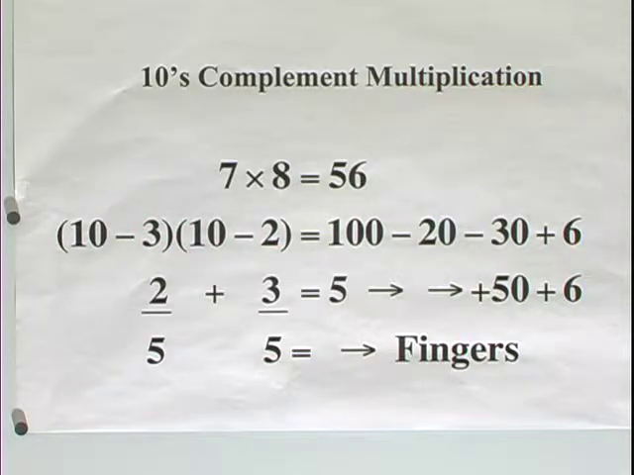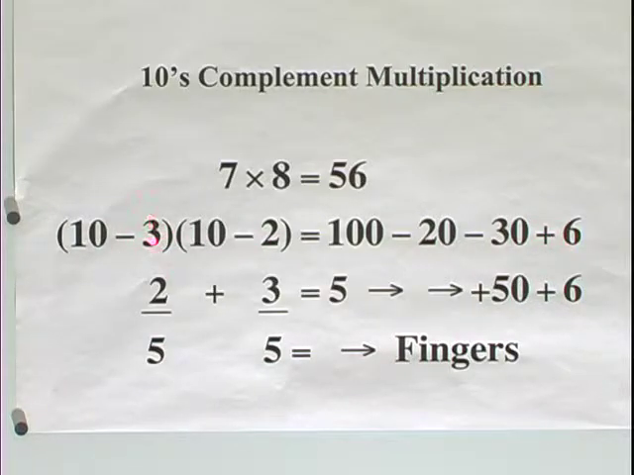And I'm going to do the binomial multiplication now. 10 times 10 is 100. 10 times minus 2 is minus 20. Minus 3 times 10 is minus 30. Minus 3 times a minus 2 is a plus 6.